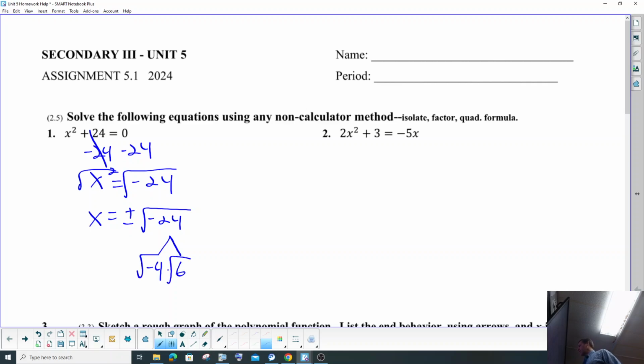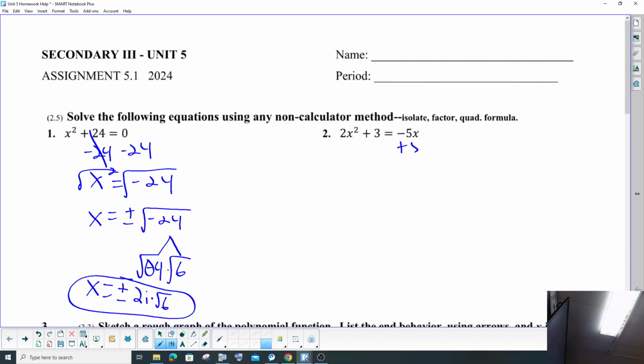Negative 4. So that means we get x equals plus or minus the square root of 4, which is just 2. Don't forget the negative. So the negative becomes an i. There we go. So we get plus or minus 2i radical 6, or 2 radical 6i, either way. Plus or minus. Nice.